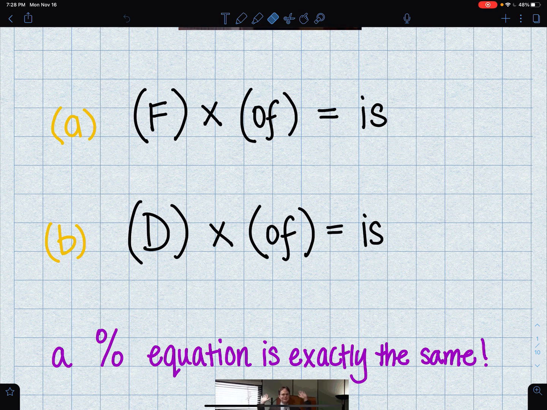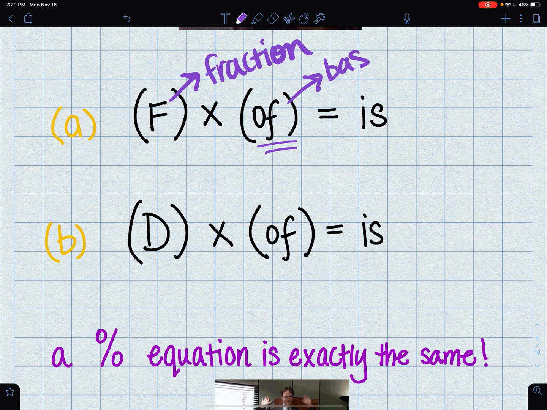As you know, this equation is the fractional equation, so this refers to a fraction. When you're figuring out fraction equations, you start with the fraction. F is for the fraction. Of is the word that precedes the base, so the base, or the number that you're starting with, goes out there. Is is the number that precedes the amount that you end up with. So you're going to see a very similar theme when you compare the fraction equation to the percentage equation.